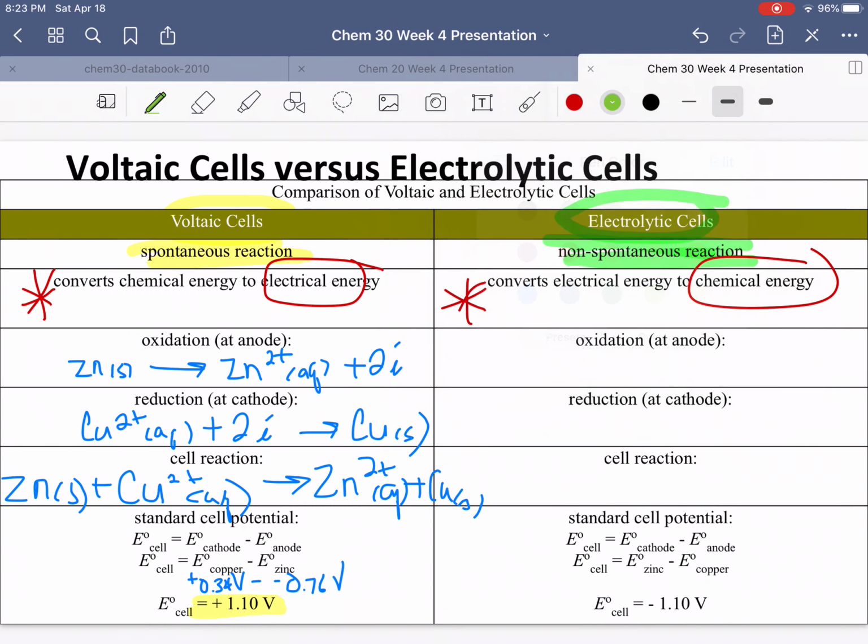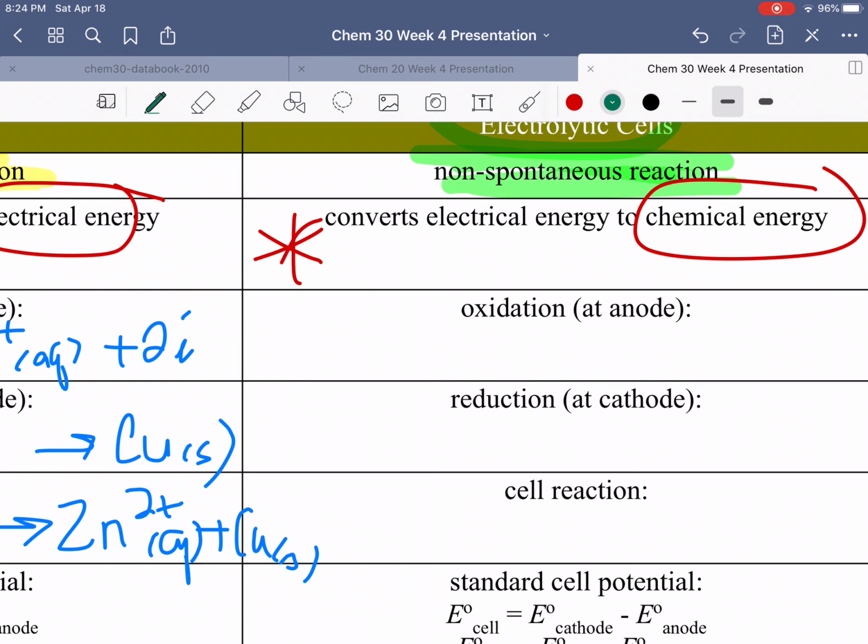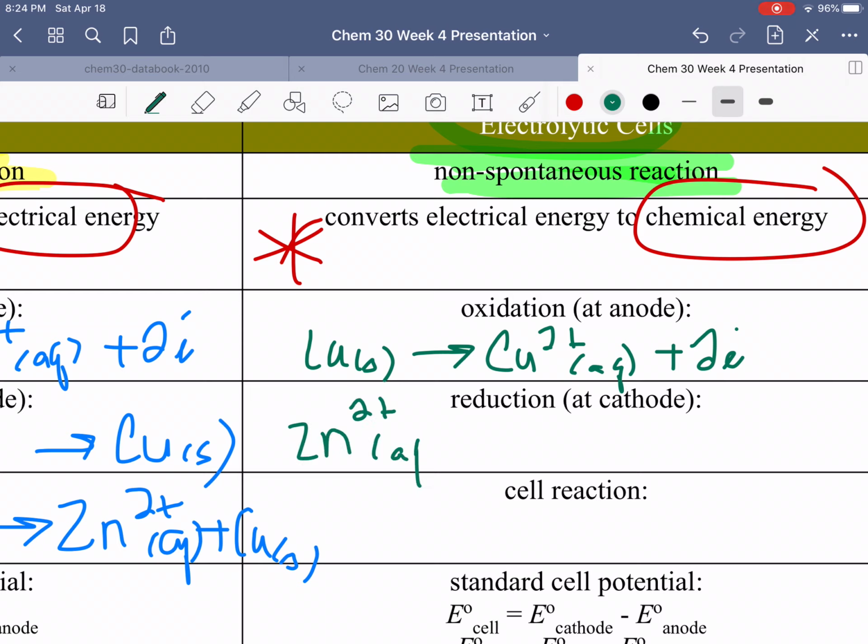In this scenario, we end up with our oxidation reaction. It still has to be a loss of electrons. That's what oxidation is. But now it's the copper that's going to be doing that. Hence, the copper is now the anode. It changes to copper 2 plus plus 2 electrons. Vice versa, we forced the cathode to be the zinc. So we're forcing the reduction reaction to be the zinc ions gaining 2 electrons to become the zinc solid metal.